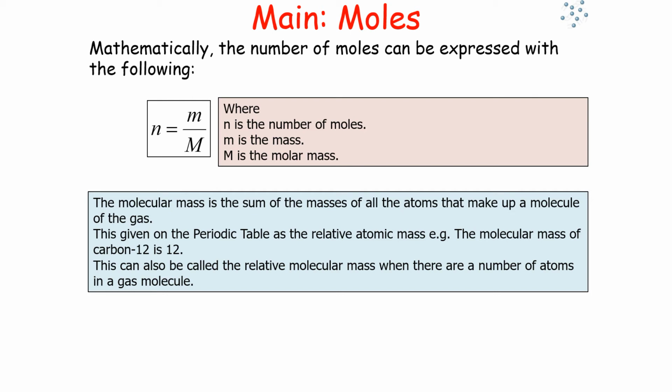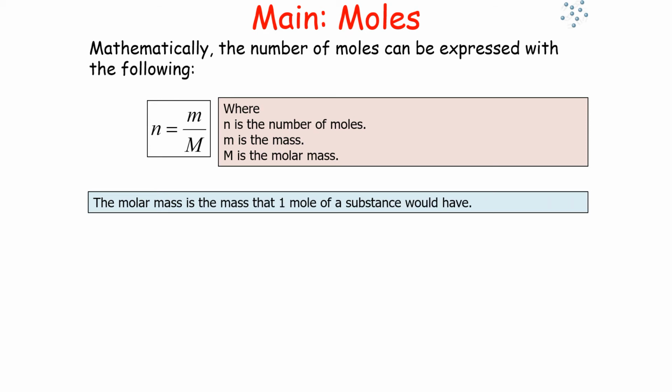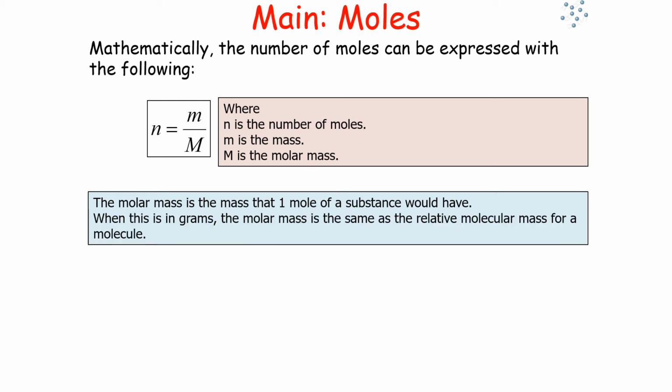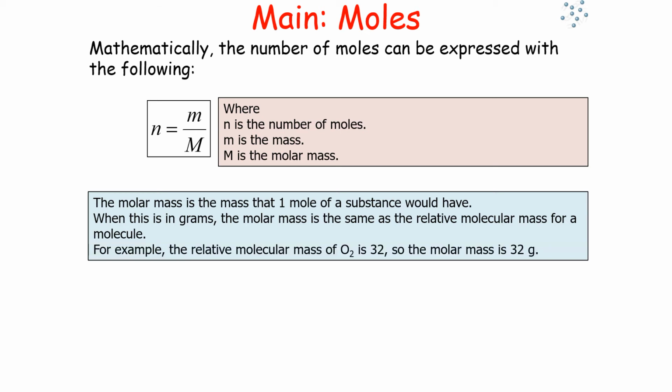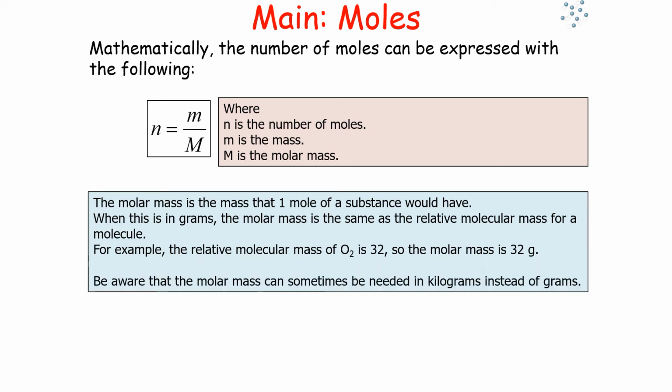Now, this links to the molar mass because the molar mass is the mass that 1 mole of a substance would have. When this is given in grams, the molar mass is the same as the relative molecular mass for a molecule. So, for example, the relative molecular mass of O2 is 32. So this means that the molar mass of O2 is 32 grams. But please be aware that the molar mass can sometimes be needed in a question in kilograms instead of grams. So just be mindful of this.